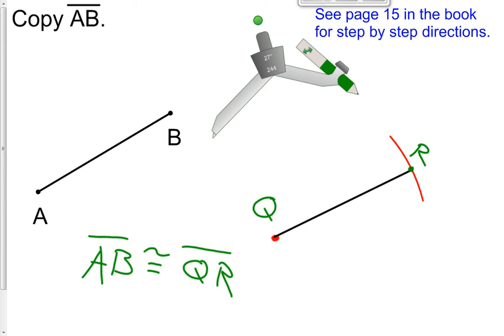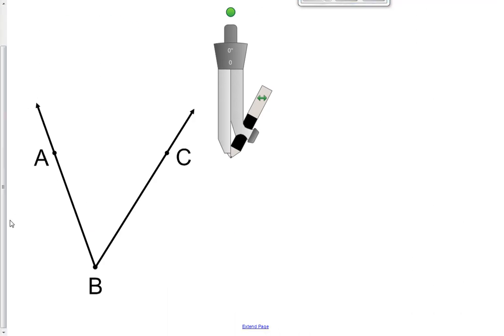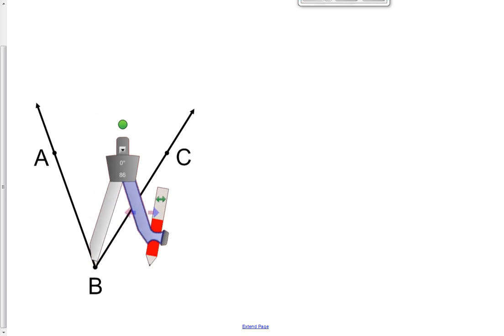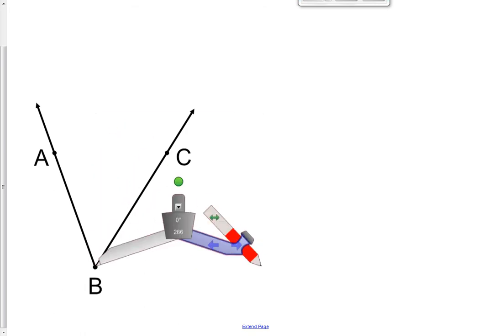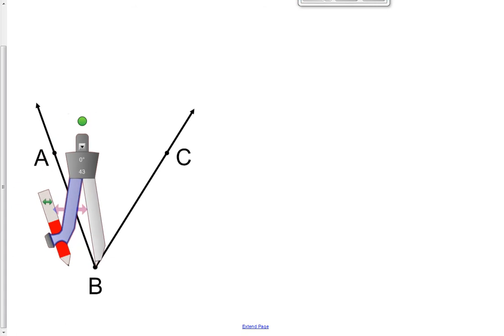The next one is copying an angle. So here's how we're going to copy this angle. The first thing you're going to do is have your needle on the vertex of the angle, and open up your compass, again, a medium amount. It's not going to be so small or so large, more in the middle. Then draw an arc that intersects both sides of your angle. So both ray BC and ray BA are going to be intersected by the arc that you draw.